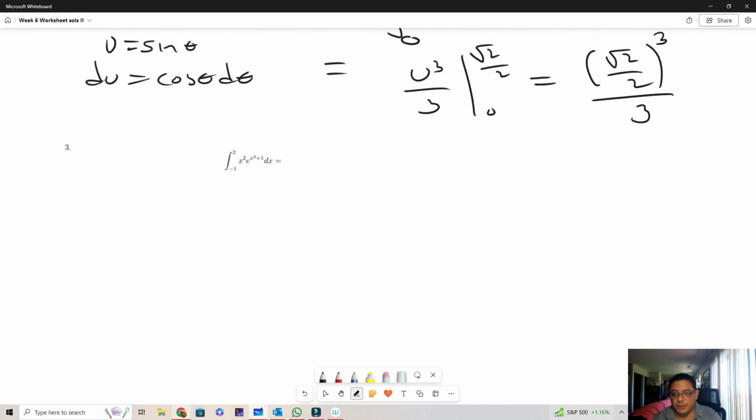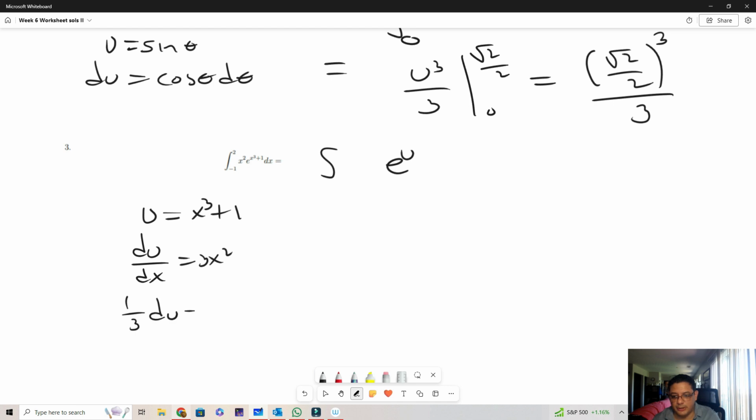Now, integral number 3 is going to be x squared e to the x cubed plus 1. So here u is x cubed plus 1 because we want to transform this into something of the shape e to the u, since it's much easier to manage. Now, the du is, of course, going to be 3x squared dx. We have the x squared here, so we can say, well, 1/3 of the du is x squared dx.